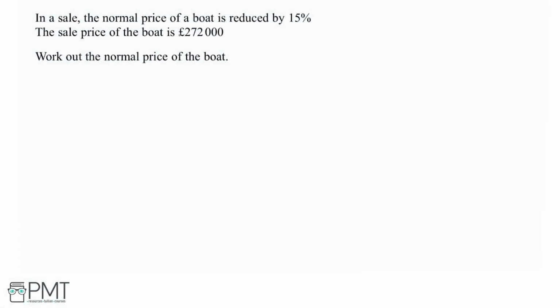In a sale, the normal price of a boat is reduced by 15%. So this means that the sale price of the boat is £272,000. So what's the normal price of the boat? So essentially, we've got the normal price of the boat. It's been reduced by 15%, and that gives us this price, £272,000. But we want to work out what it was before it was reduced by 15%.